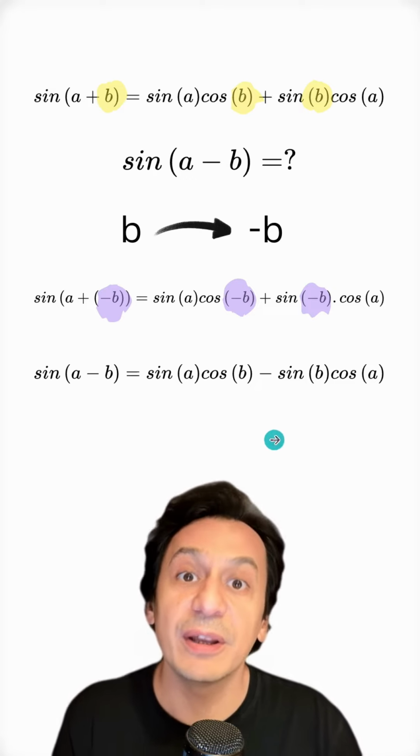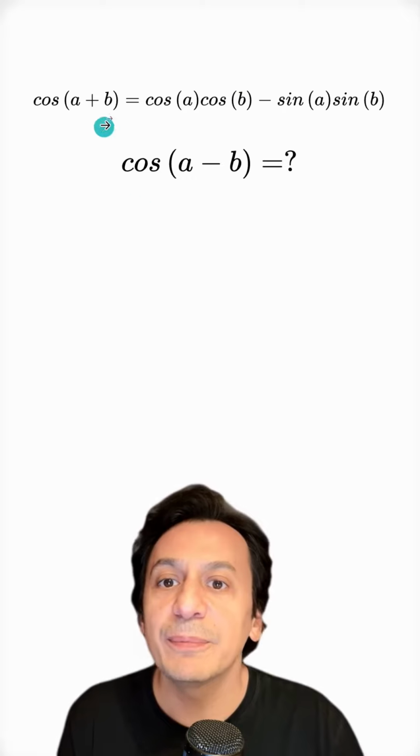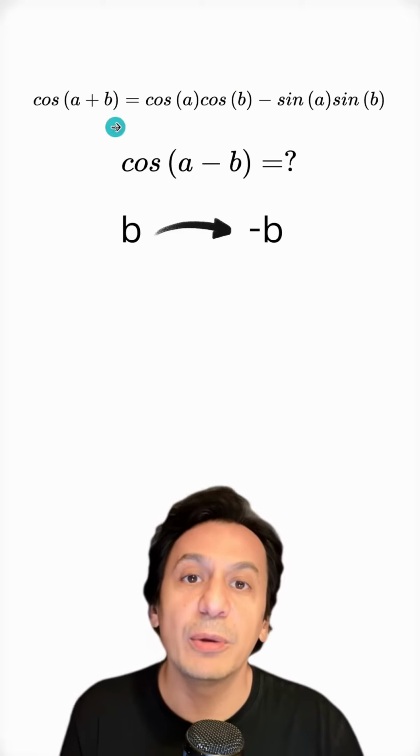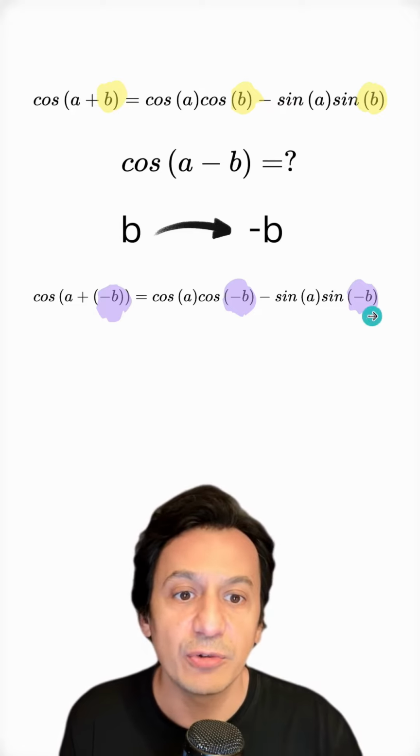Now, let's go and apply the formula for cosine as well. Cosine of a minus b. Here too, we'll write minus b wherever we see b. Let's do that. I've written it here, here, and here as well.